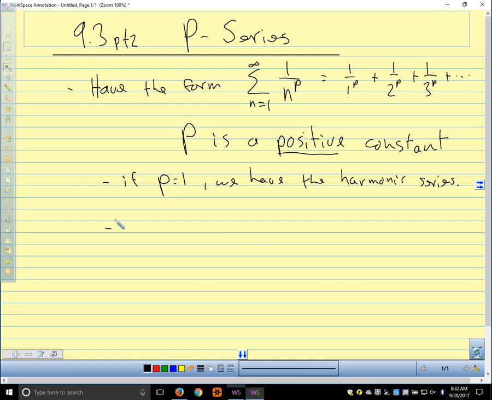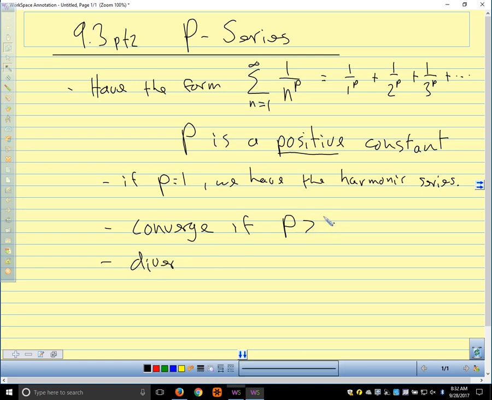So I'm going to give you the cases now, and then we'll show how the convergence or divergence of p series comes from the integral test. So p series converge if p is greater than 1, and diverge.